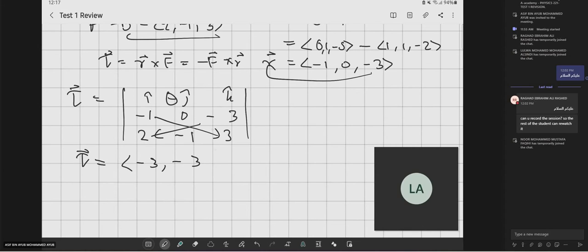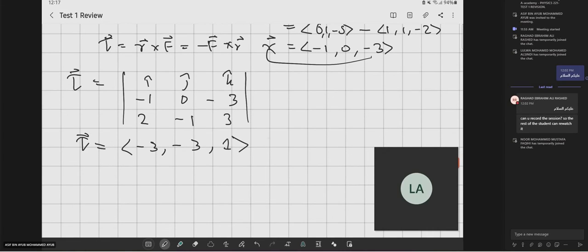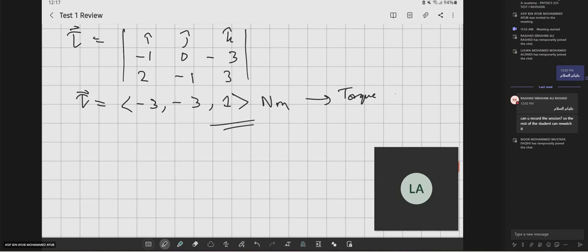And the k component is 1 minus 0, which is 1. And this is in Newton meters. This is the torque of B about C.